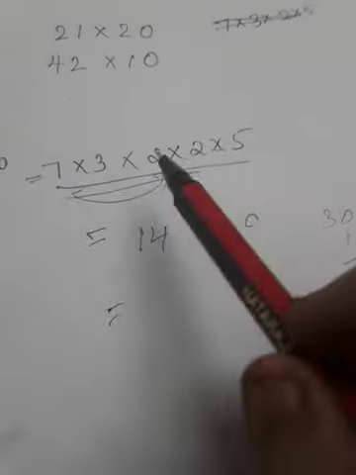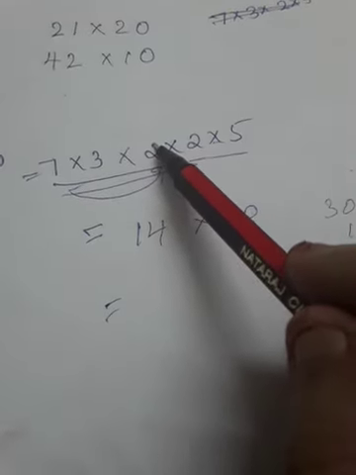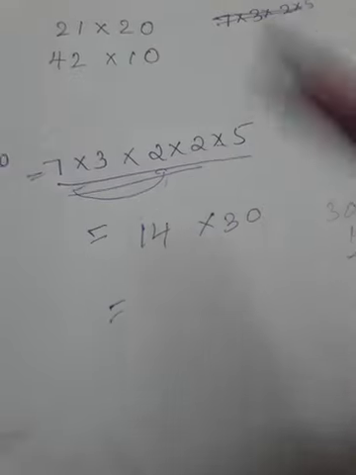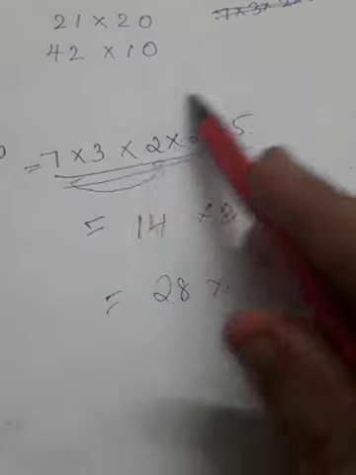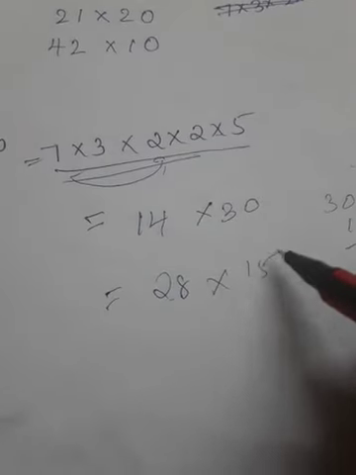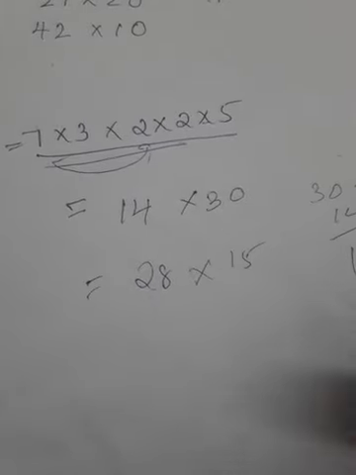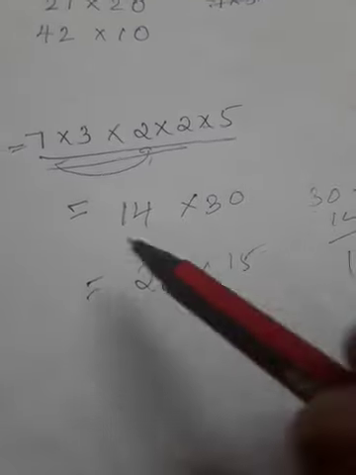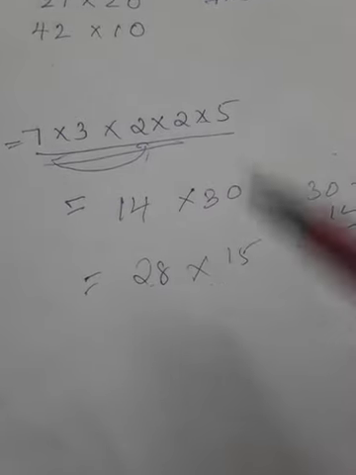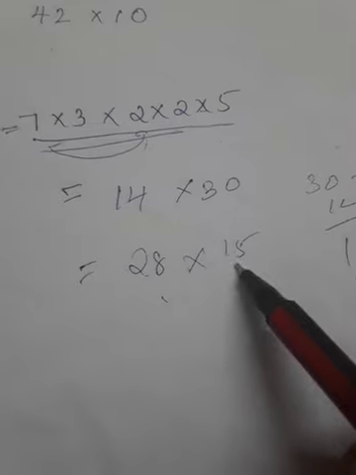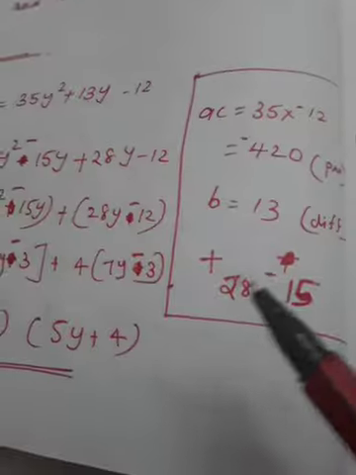Then another way, we can take 7 into 2, 14, 14 into 2, 28, and 3 into 5, 15. In any order we can take. Then combine, or anyway, from these 5 numbers we want to get only 2 numbers. Their difference should be 13. Now 28 minus 15 will be 13. So we got the numbers as 28 and 15.